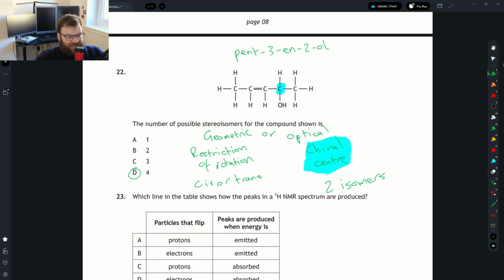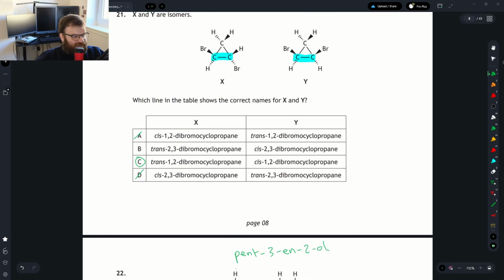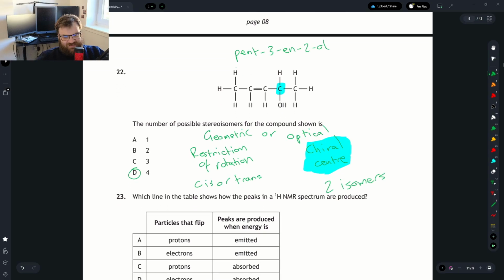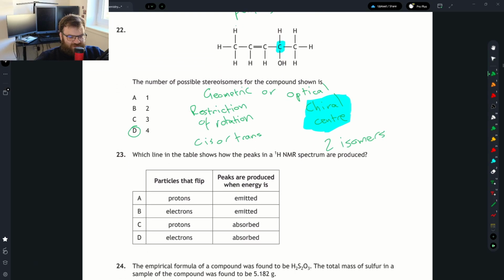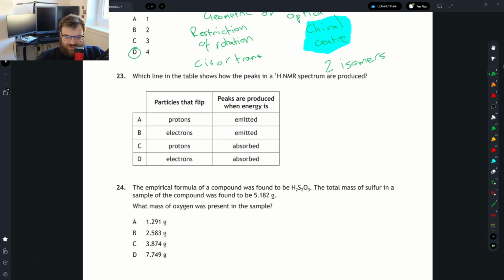So we need to be thinking of both types and if they have the necessary parts to have that. So a double bond or a ring like in this one, or we need a carbon attached to 4 different groups. The other one, next one, we're talking about peaks for NMR spectroscopy.